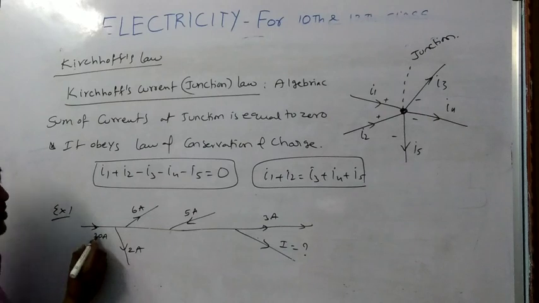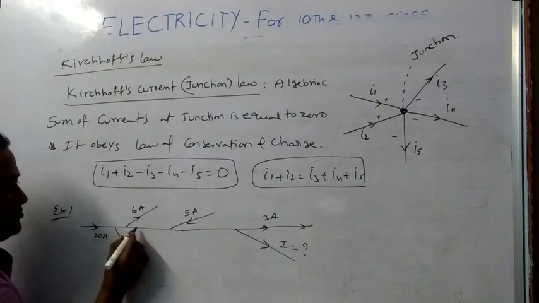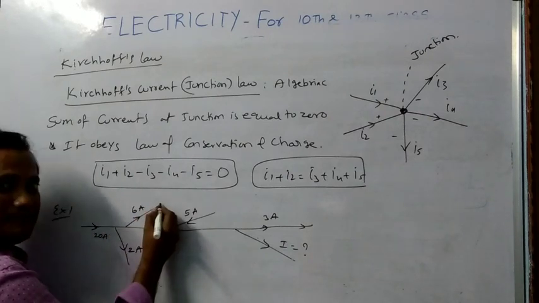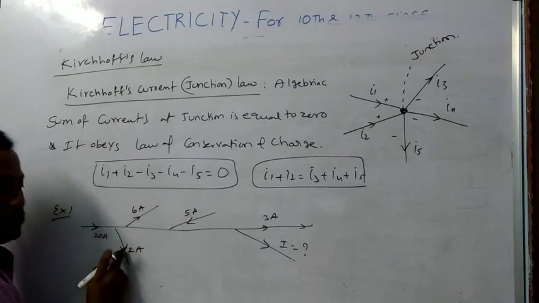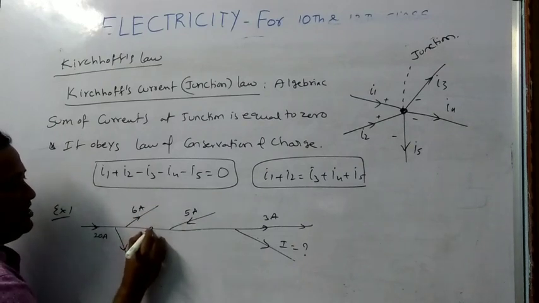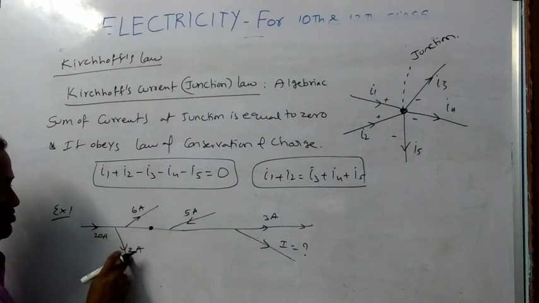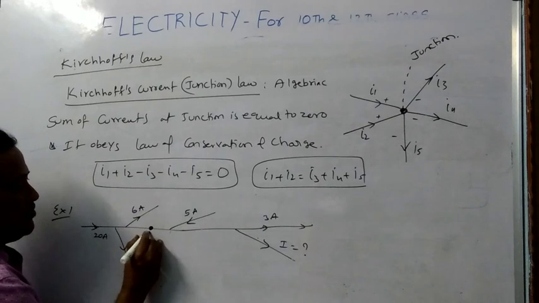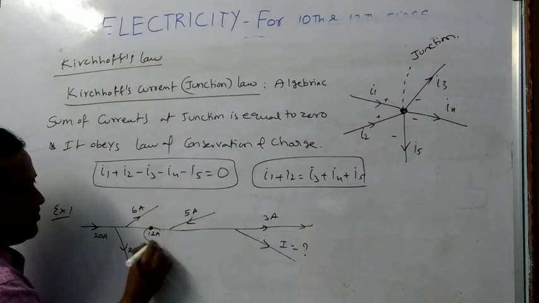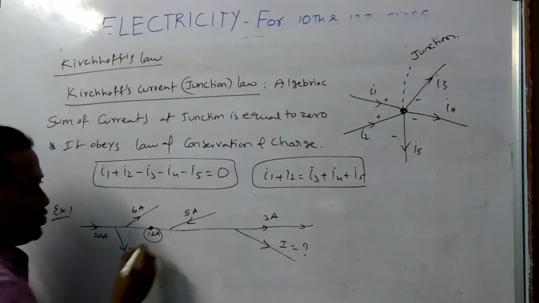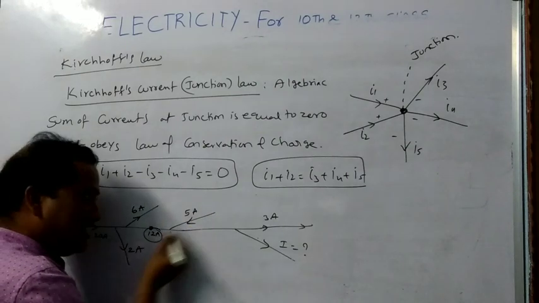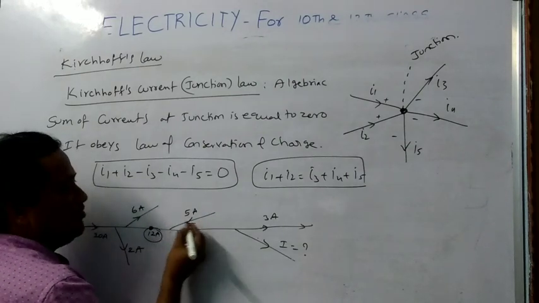Okay, now how can you do this? Simply, 20 amps current is starting here. Here 6 amps will be gone. Here 2 amps will be gone. How much will be here? 20 minus 6 minus 2. That is 20 minus 8. That is how much? 12. This is 12 amps. Then 5 amps will be incoming. That means 12 plus 5.